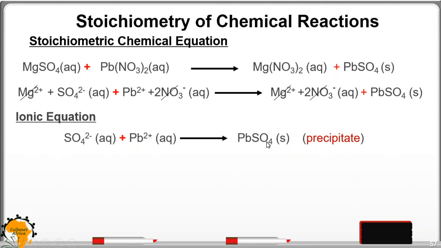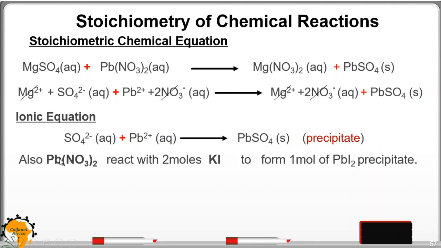a precipitate. Also, you can try to come up with the ionic equation when you react lead nitrate plus potassium iodide. You'll find it will form solid lead iodide. Try this one.